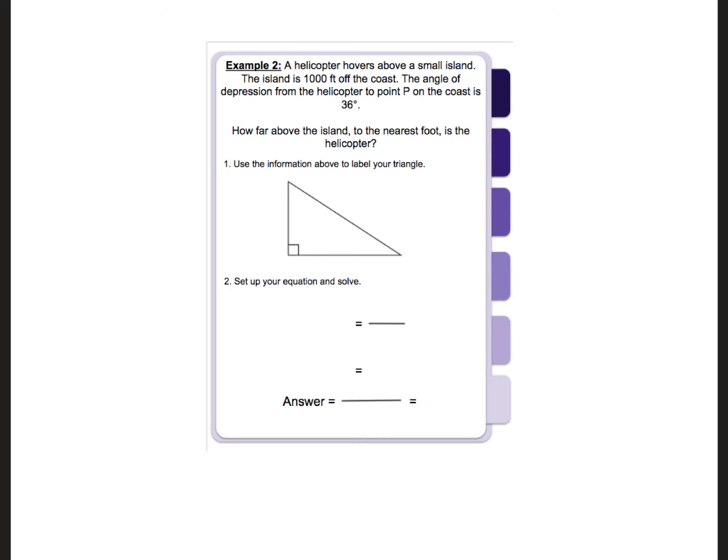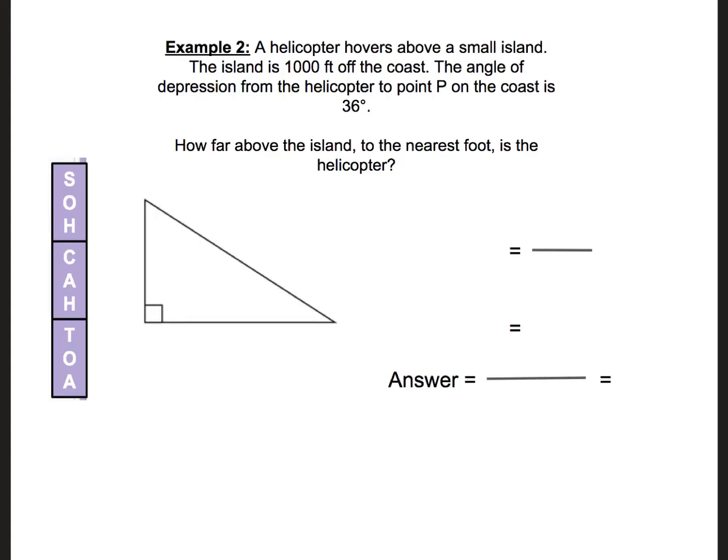Hello, in this video we are going to look at example 2 for 7.3, so let's go ahead and get started. Example 2 says, a helicopter hovers over a small island. The island is 1,000 feet off the coast. The angle of depression from the helicopter to point P on the coast is 36 degrees. How far above the island to the nearest foot is the helicopter?